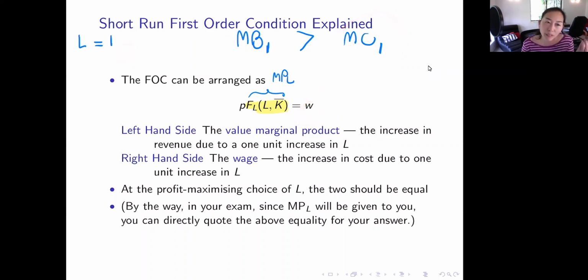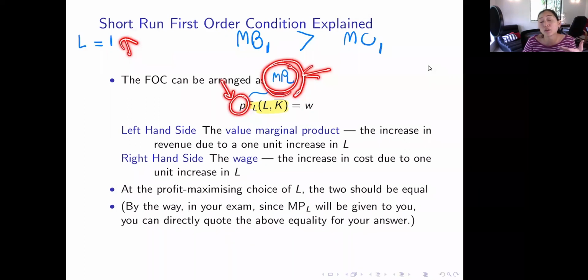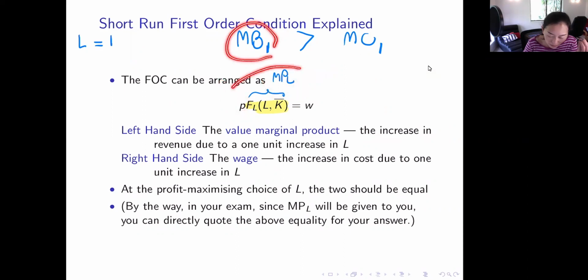What is the marginal benefit of employing this unit of labor? Well, I need to know how much this person can produce. That is the marginal product of the first unit of labor, right? So if he can produce 5 units of output, and each unit of output can be sold for $2, therefore my marginal benefit would be 2 times 5, right? That is my marginal benefit. So this left-hand side is also the marginal benefit of that particular unit of labor.